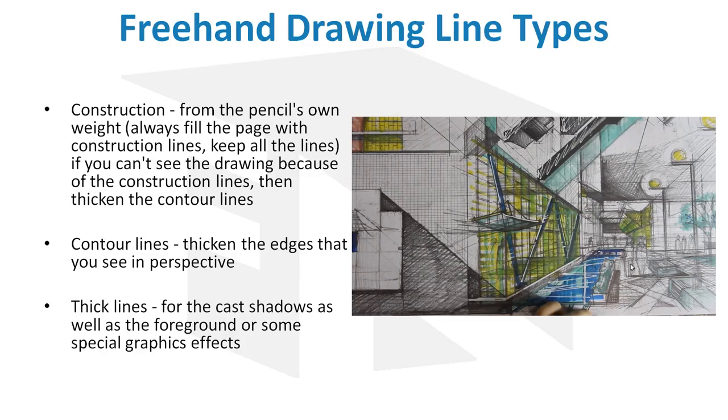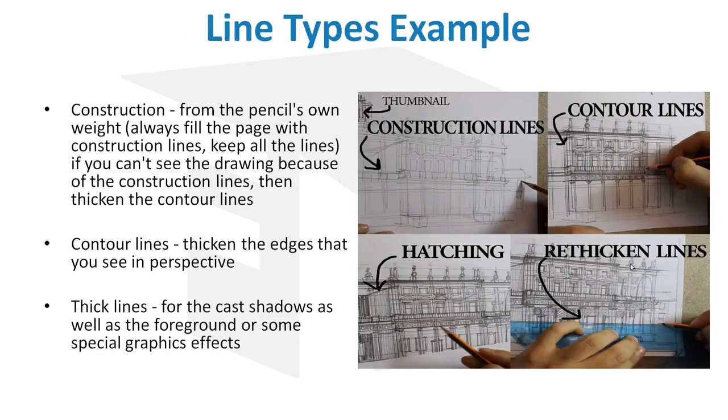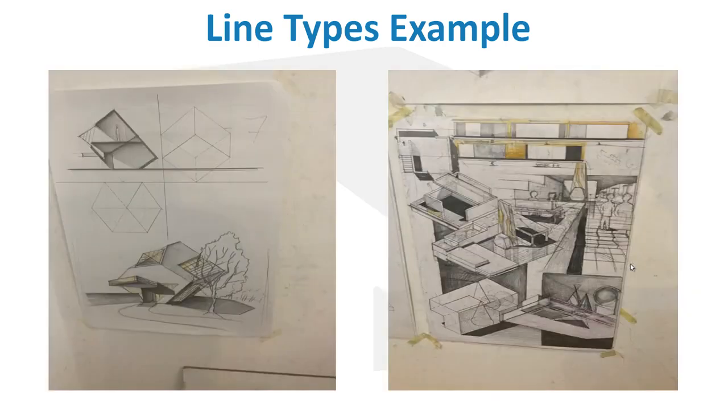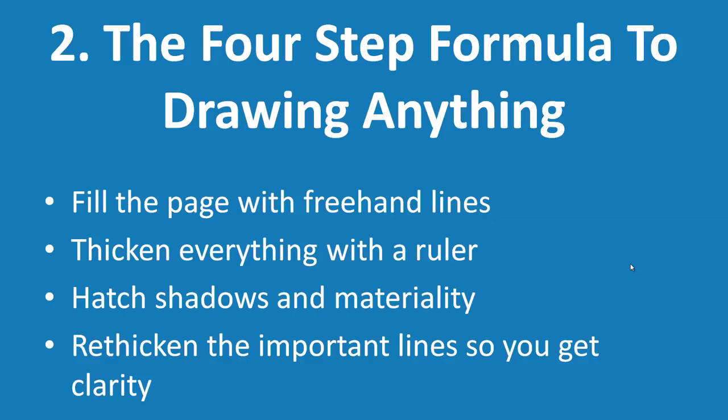For technical drawing, we're not talking about technical right now, it's used for those specific shadow and section graphics. Here's a couple of examples. You see I started from a thumbnail, a really quick sketch, then I went for contour, then I hatched, and then I re-thickened. So obviously you can see that at the end of the day, the line drawing is the most important thing.